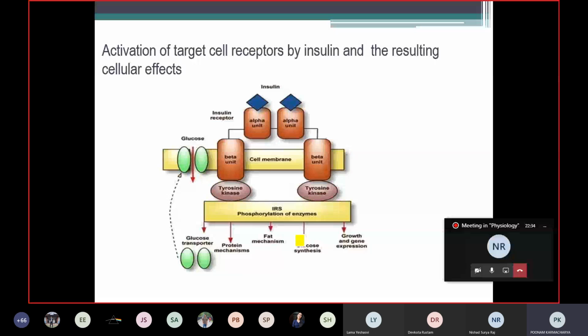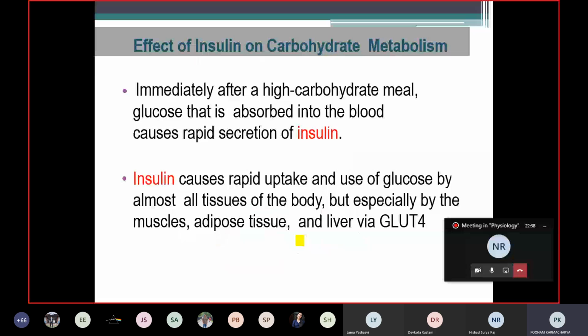So we will see now how insulin helps in carbohydrate metabolism, in fat metabolism, and how insulin deficiency will affect our body. We had studied in the last class how insulin works on carbohydrate metabolism, right?